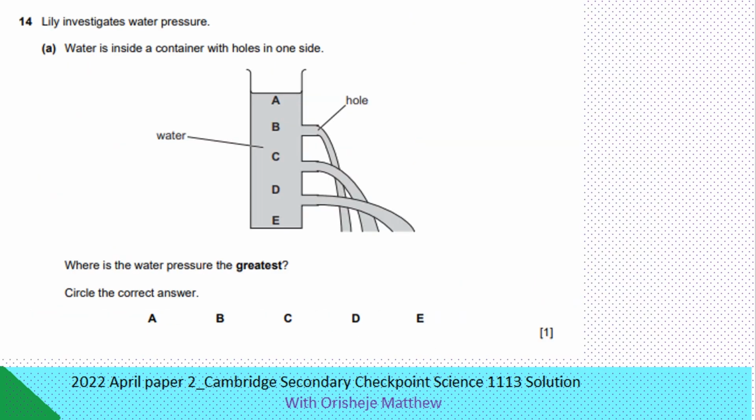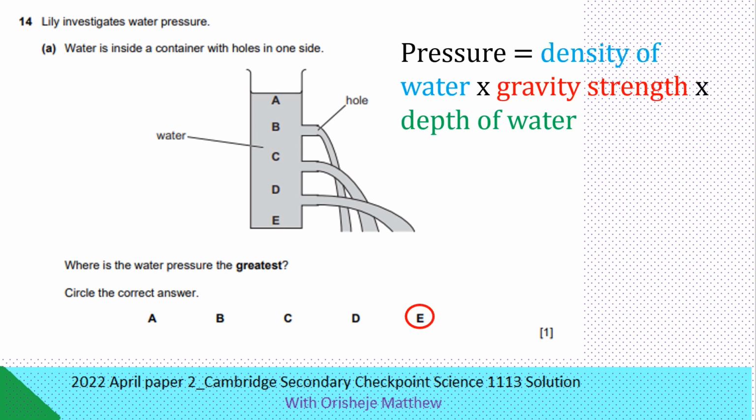Lily investigates water pressure. Water is inside a container with hole in one side, A, B, C, D, and E. Where is the water pressure the greatest? Water pressure increases with depth, so E. Water pressure is calculated with the density of water multiplied by the gravity strength multiplied by the depth of water. So the water pressure is rho g h. So water pressure increases with depth h.